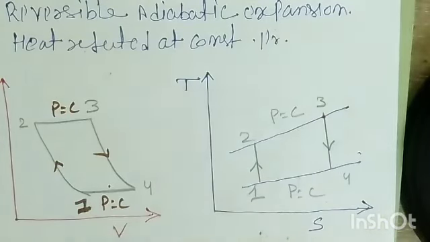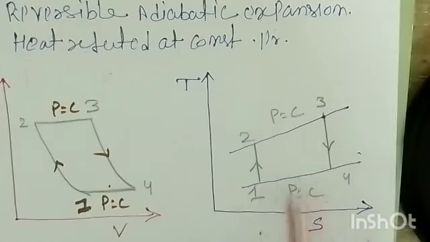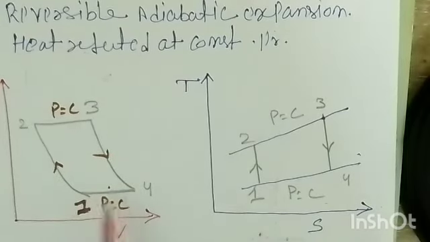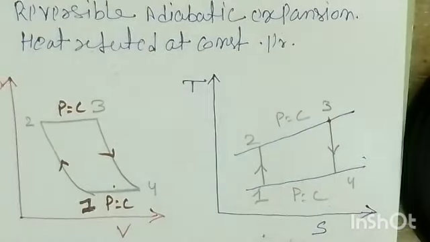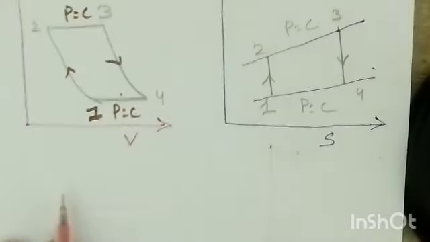So for that you always remember that heat rejection will always be high. You can see this line is maximum compared to the other. If you compare the length of 4 to 1 and 2 to 3, 4 to 1 is always more than 2 to 3, right? Now we will see the efficiency of the Brayton cycle.